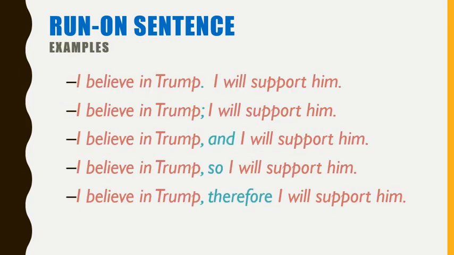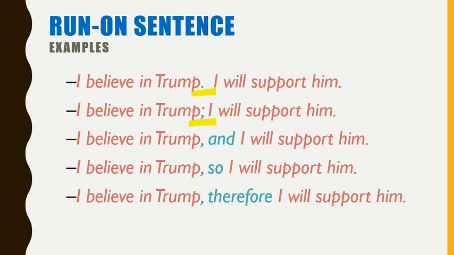So let's look at some examples of how to do this right. I believe in Trump. I will support him. Two separate sentences. You can end it with a period. That's perfectly fine. Now these are two separate clauses, separate sentences. I believe in Trump. I will support him.